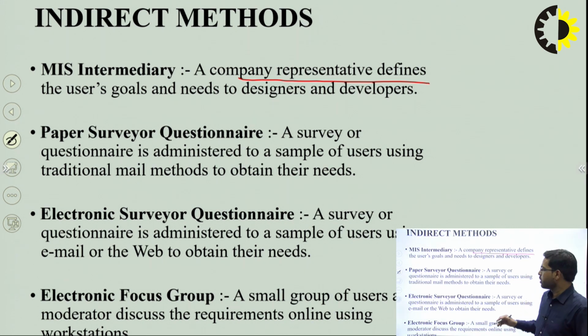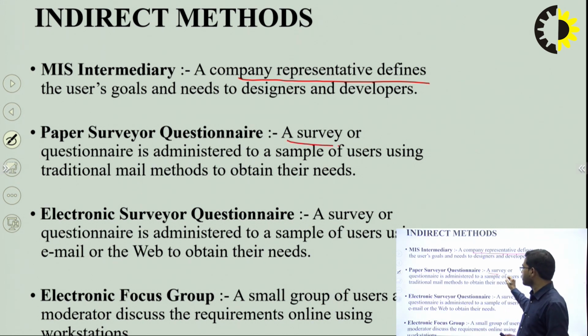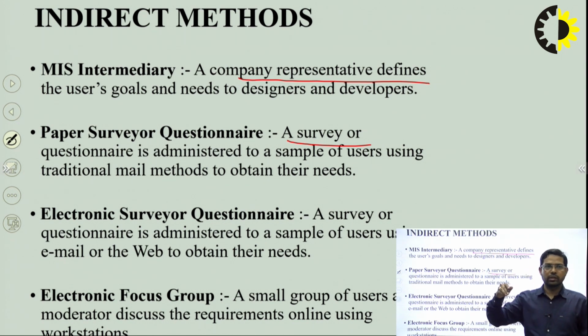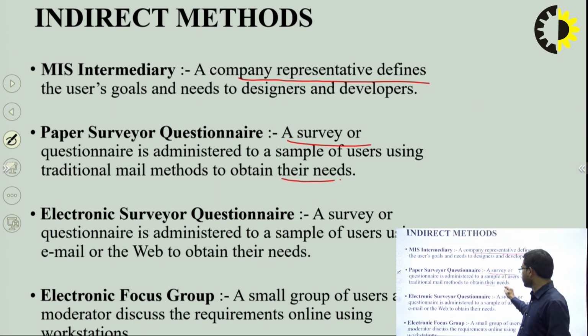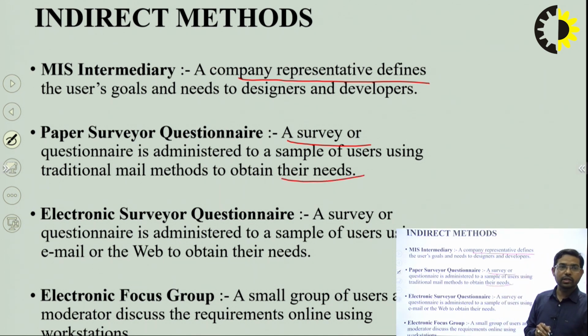Paper surveys or questionnaires means giving 10 to 15 questions on paper and going out to survey the public and the person. Questionnaires are administered to a sample of users using the traditional mail method to obtain their needs. Electronic survey, just like Google Form: a survey or questionnaire investigates a sample of users using email or the web to obtain their needs. It is the same as the paper survey.